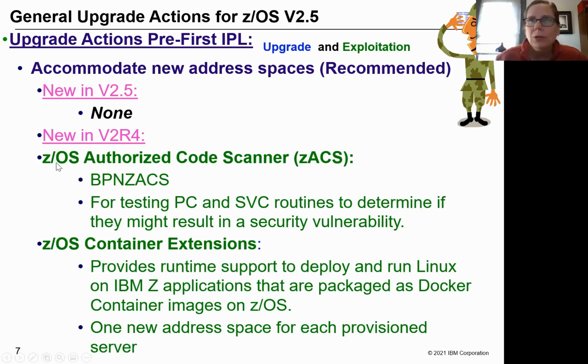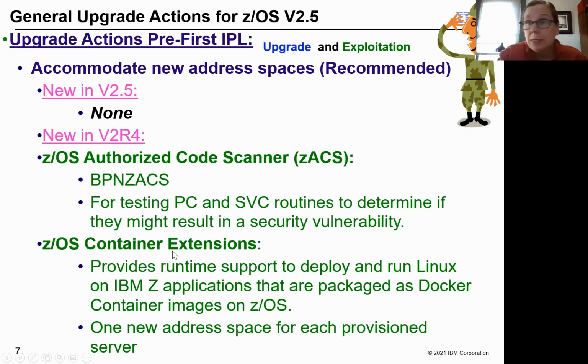So we had the new priced feature for ZAX, the authorized code scanner. The name of that address space is likely to be BPN ZAX, should you choose to purchase that priced feature and use it. And remember, this can look at testing your PC and SVC routines to help you identify security exposures. Okay, so that's ZAX, and that would be the name of that address space should you use that priced feature.